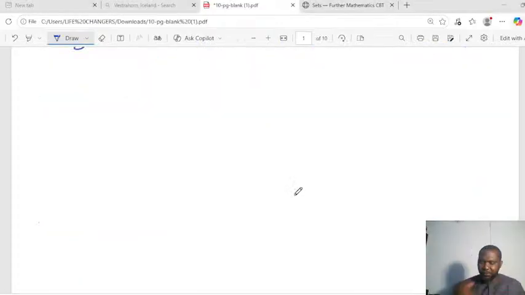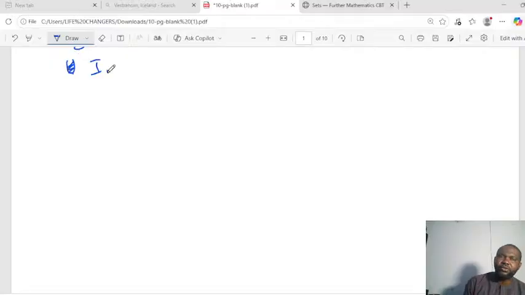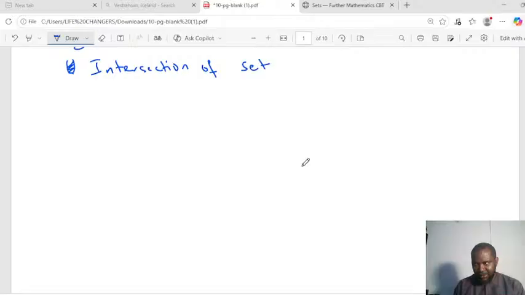Let me finish up. So I've already explained what universal set is. Now the next thing I want to talk about is union of sets. Did I teach you guys? Okay, last time I showed you guys intersection of sets. And I told you guys that intersection of sets is written like this. What this means is what is common to both A and B.